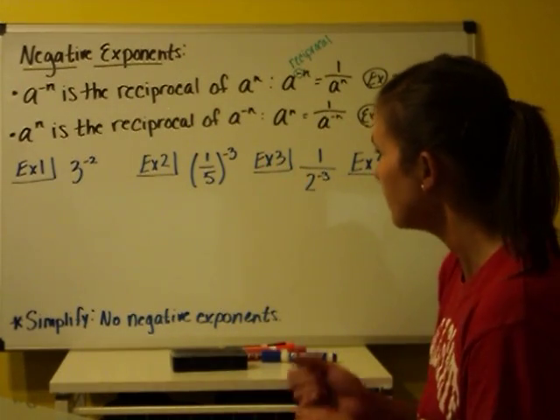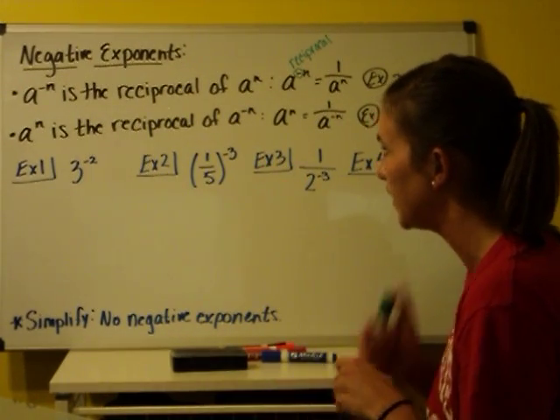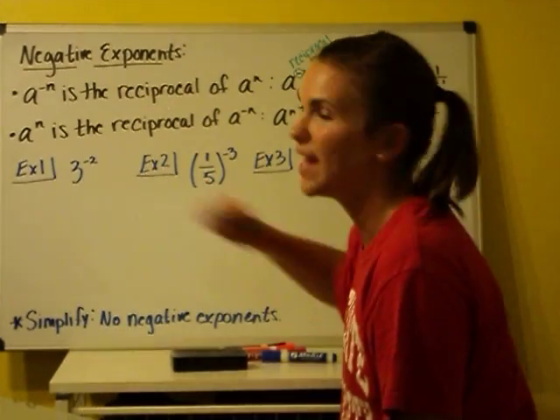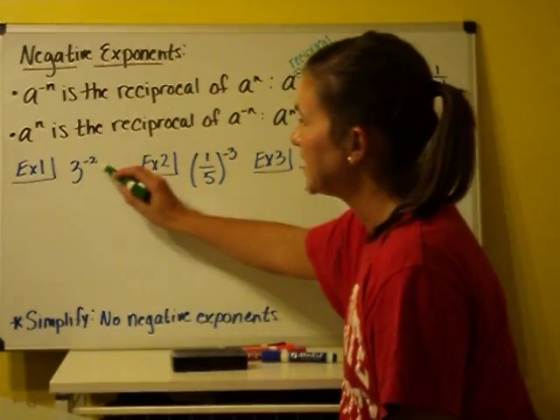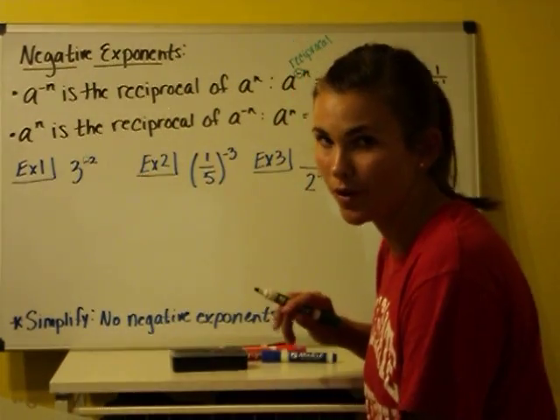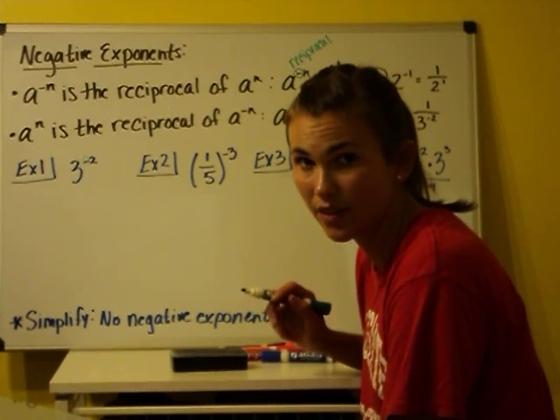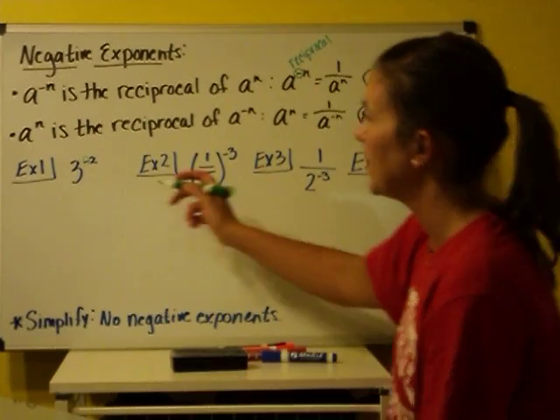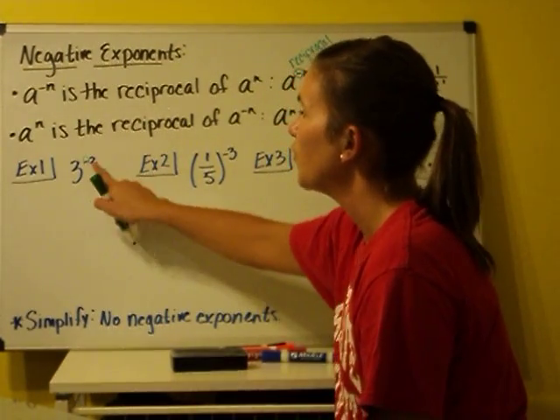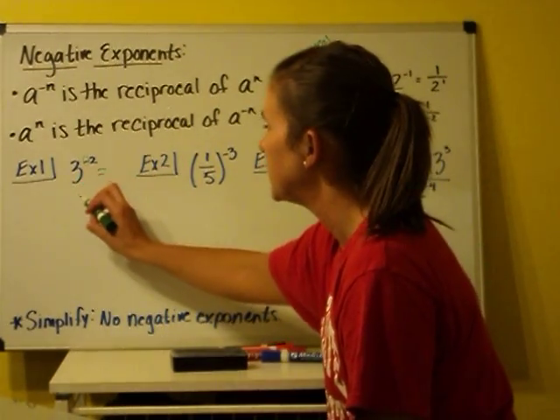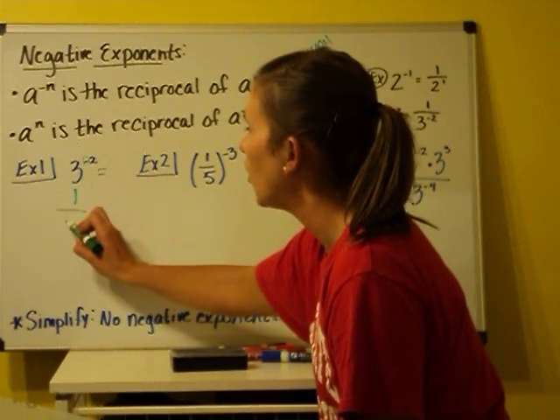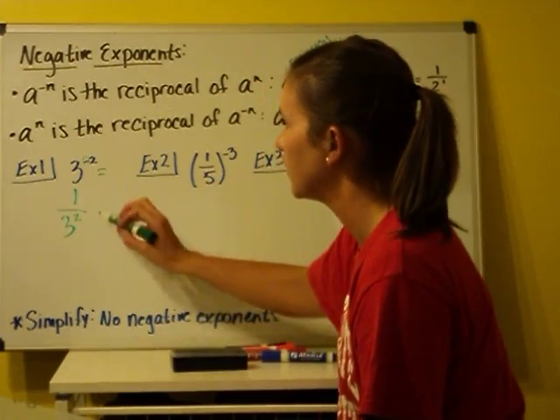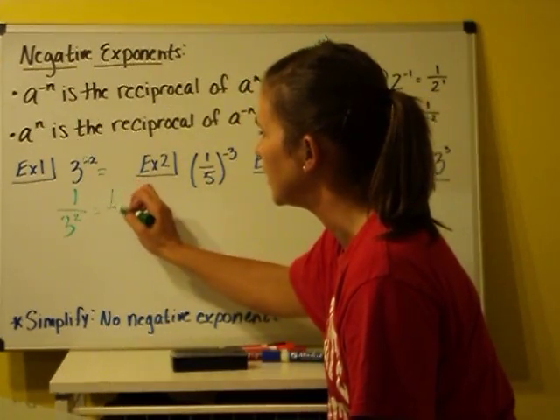Alright, so here for example number 1, we have 3 to the -2. Again, this negative means reciprocal. It does not mean that 3 is negative. It means that we're taking the reciprocal of it. The base stays the same. So if we want to get rid of that negative, we take the reciprocal of it. So we go 1 over 3 squared, which is 1/9.